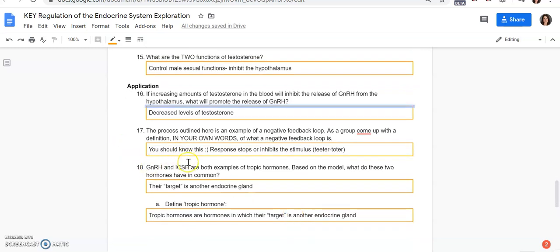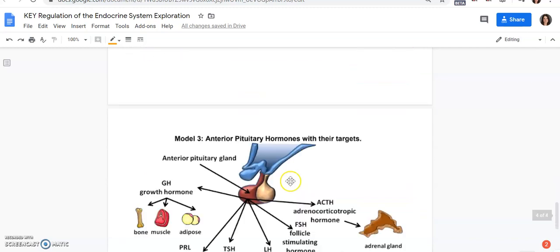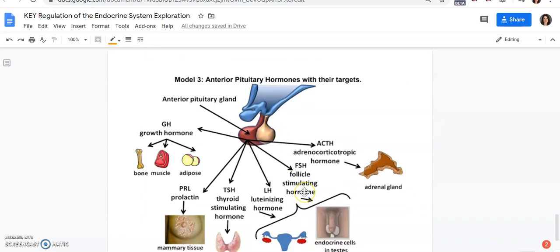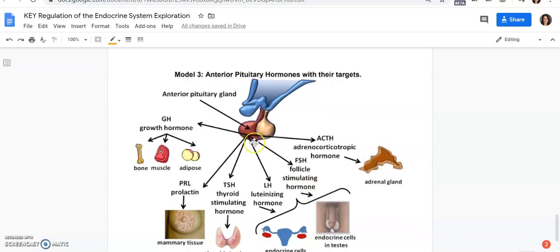So these two hormones are both examples of tropic hormones. Based on the model, what do these two hormones have in common? So their target is another endocrine gland, and that's the definition of a tropic hormone. Tropic hormones are hormones in which their target, the tissue to which they go, is another endocrine gland. Those are tropic hormones.